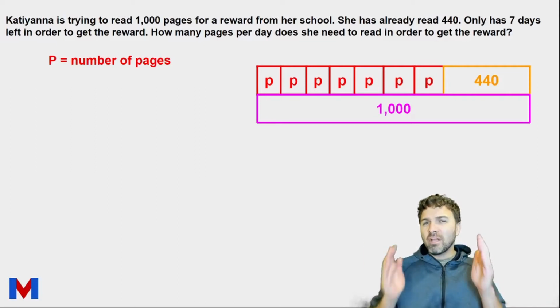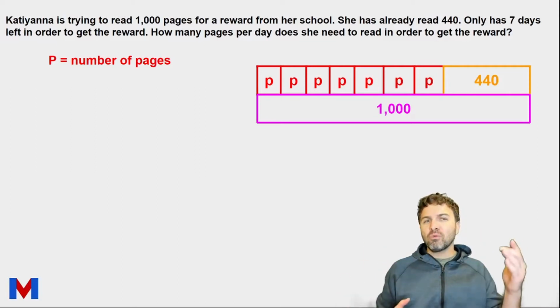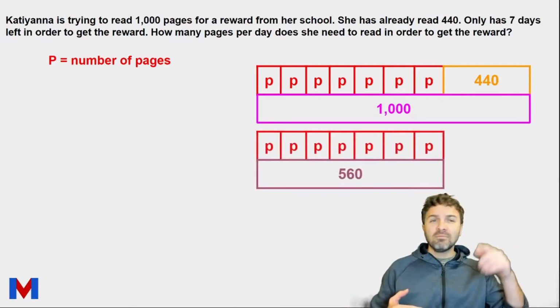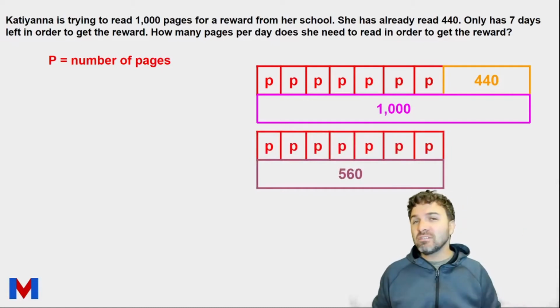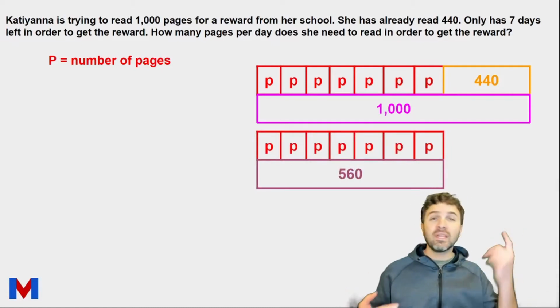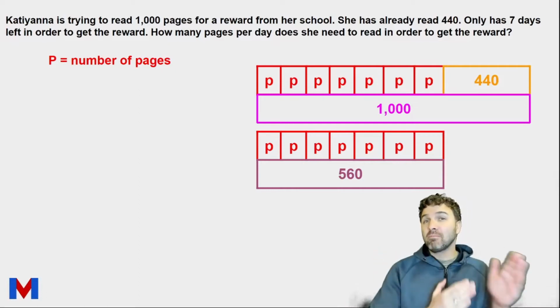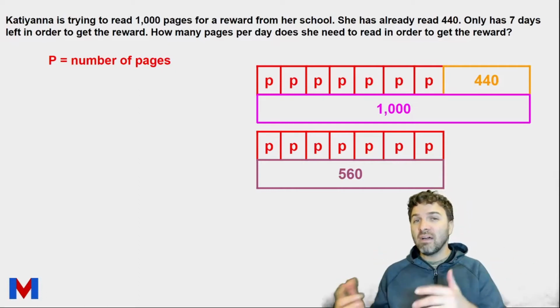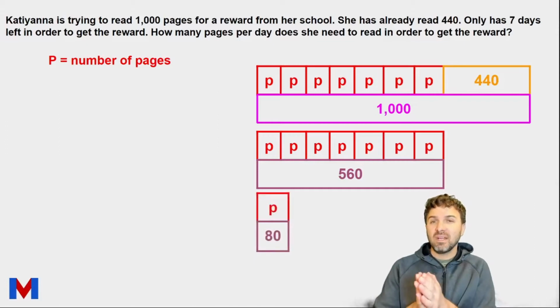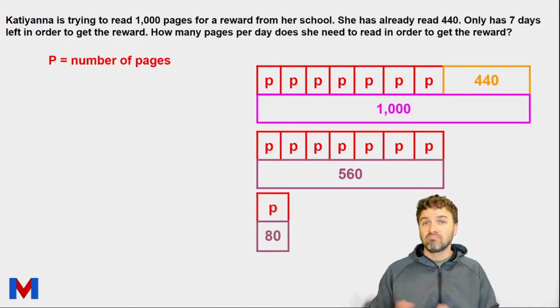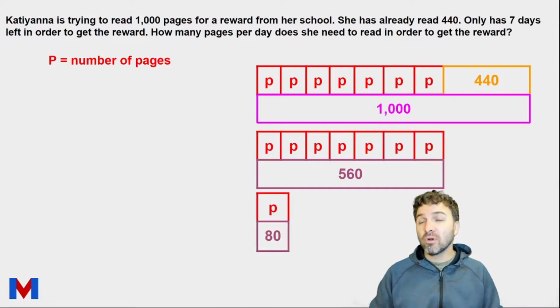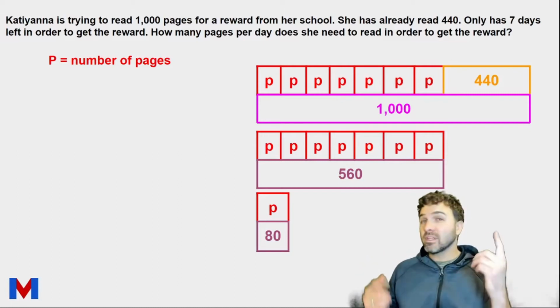Well, let's figure out how many more pages she needs to read. She's already read 440. That means 1,000 minus that 440. There's 560 pages left to read in order to get that reward. And if we're going to split that up into 7 parts, well, 560 divided by 7, that's 80. So we got 80 pages per night for her to read in order to get that reward.